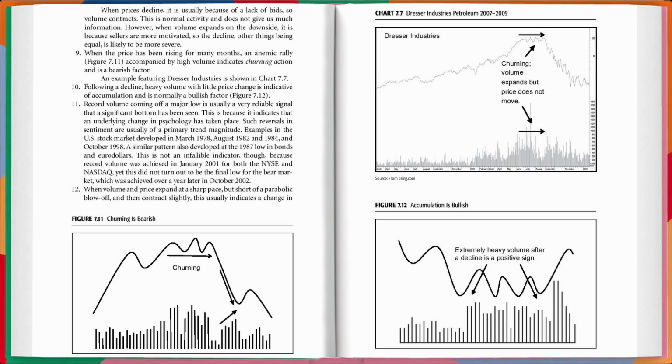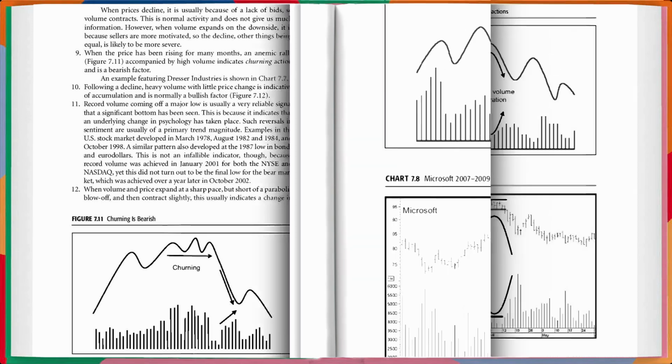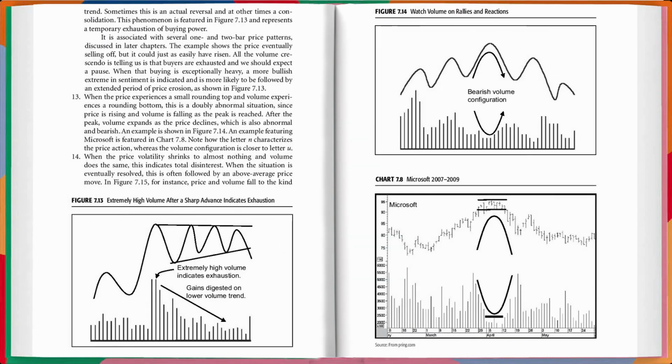12. When volume and price expand at a sharp pace, but short of a parabolic blow-off, and then contract slightly, this usually indicates a change in trend. Sometimes this is an actual reversal, and at other times a consolidation. This phenomenon is featured in Figure 7.13 and represents a temporary exhaustion of buying power. It is associated with several 1 and 2 bar price patterns discussed in later chapters. The example shows the price eventually selling off, but it could just as easily have risen. All the volume crescendo is telling us is that buyers are exhausted and we should expect a pause.